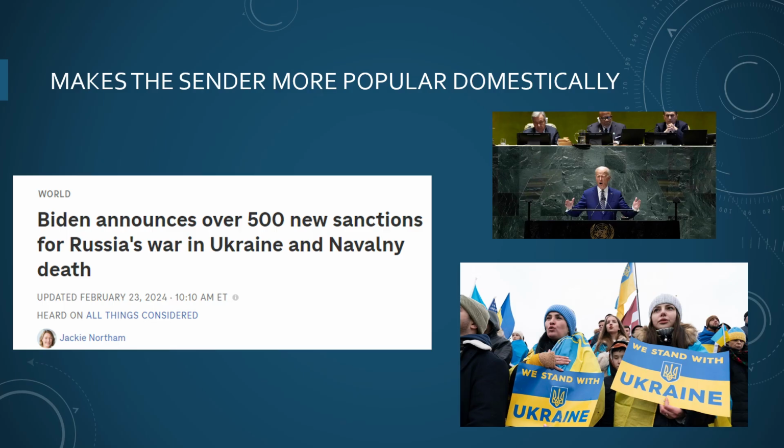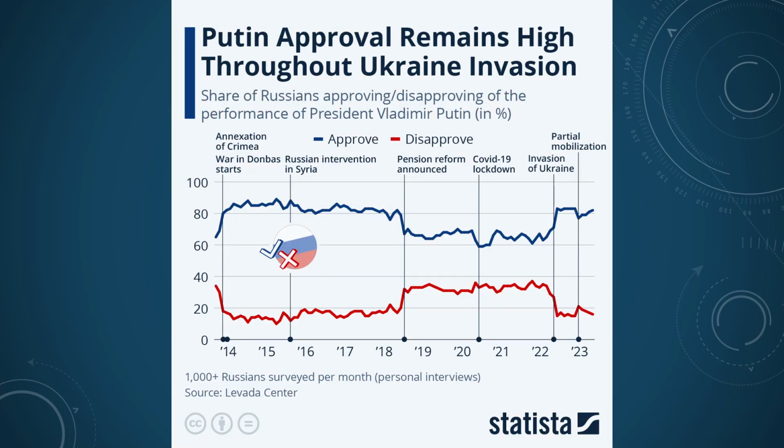Every time it makes the sender more popular domestically. So every time Biden announced another round of sanctions on Russia, it helped him within the US polls and within a lot of the international community. It was sort of expected that he would do it. So among US allies, especially NATO allies, it made Biden look quite good. So it made both Biden and Putin more popular in their respective states, which is quite interesting.